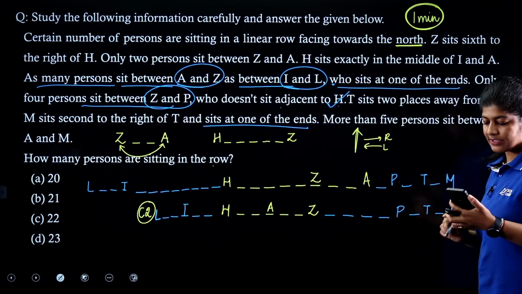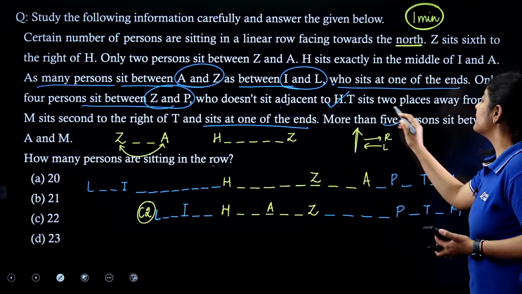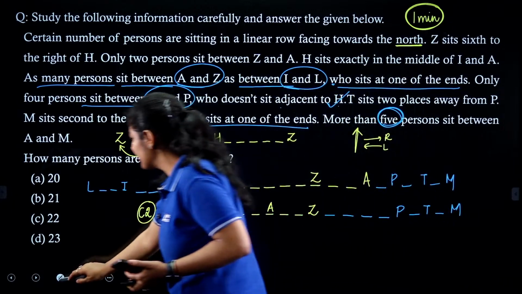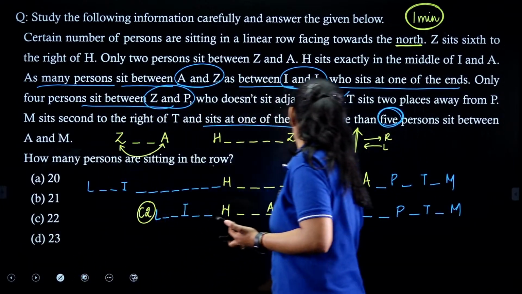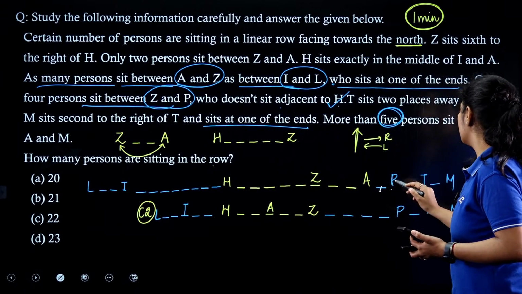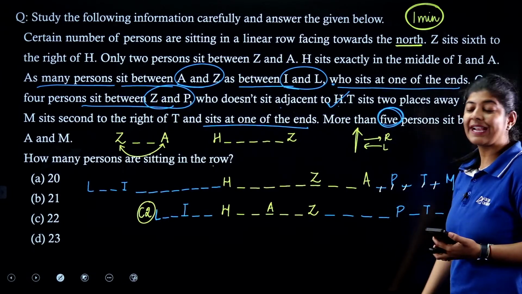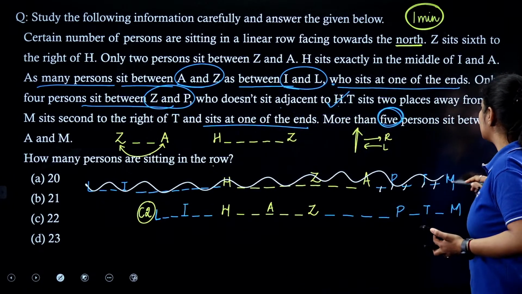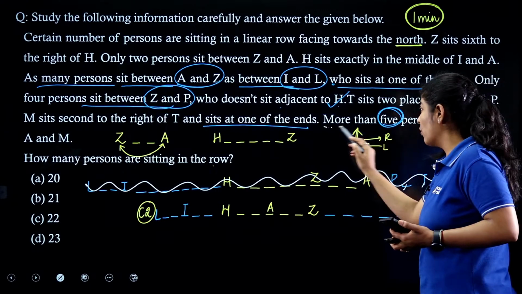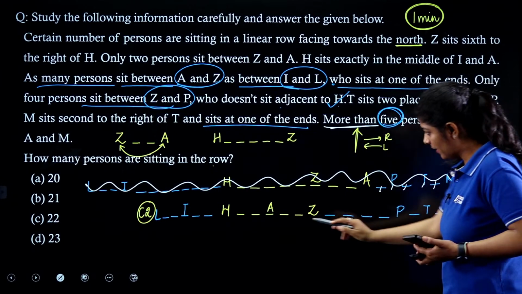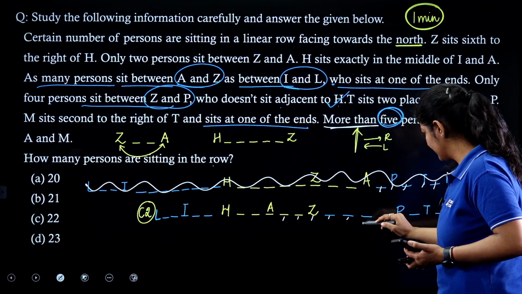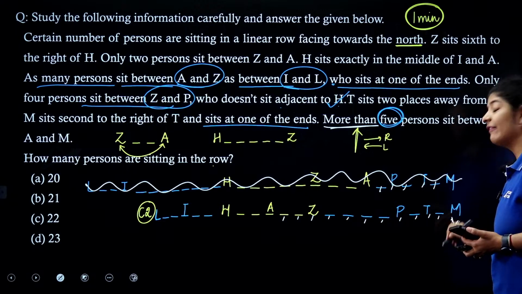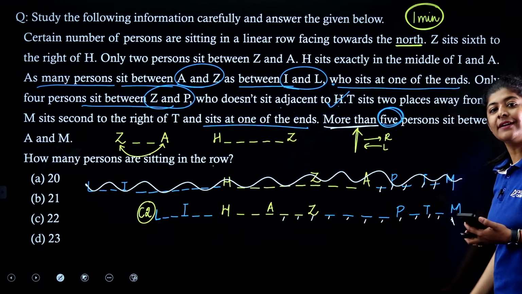Now the last clue is saying that more than 5 persons sit between A and M. So we'll just simply check the last condition, A and M. There are more than 5. 1, 2, 3, 4, 5. Exactly 5. That means this case is eliminated. The question is saying that we need more than 5. And how many people over here? 1, 2, 3, 4, 5, 6, 7, 8, 9, 10, 11. Sorry, 11. That means it is satisfying all the conditions.